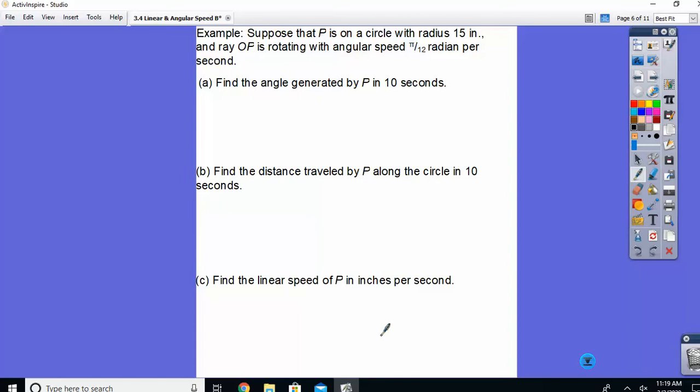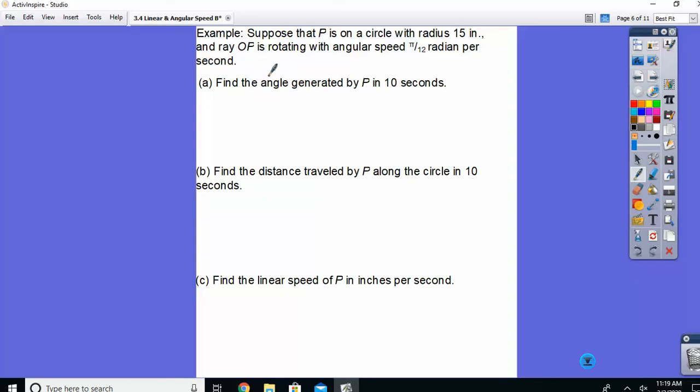Let's take a look at this problem. Suppose that P is on a circle with the radius of 15 inches. And ray OP is rotating with an angular speed of pi over 12 radians per second.